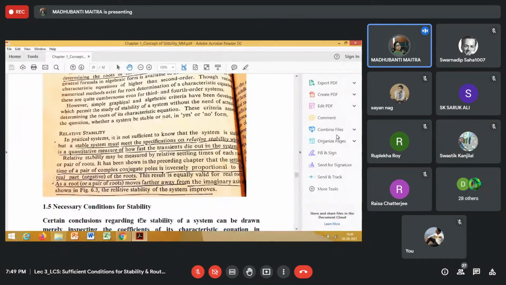Gain margin, phase margin, have you studied? Yes, ma'am. So this gain margin, phase margin, these are measures or indices for measuring the relative stability of a system. For example, as I said, suppose we do have two systems. We'll discuss this.